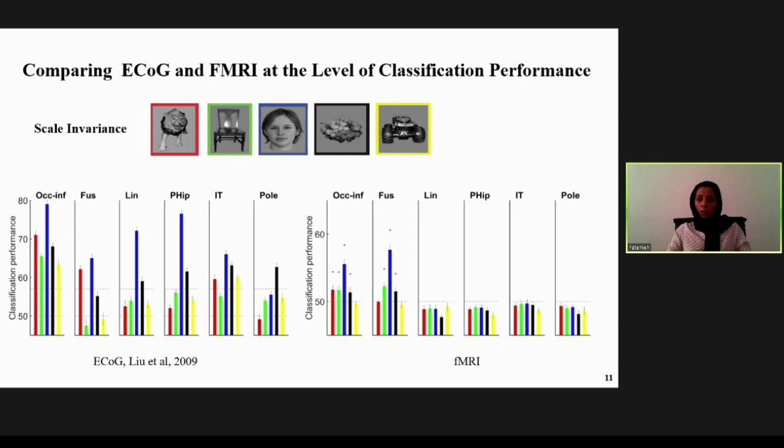None of the lingual, parahippocampal, IT, and pole temporal regions show significant decoding accuracy across different scales in fMRI. However, in ECOG, these regions are more selective to the faces or fruits.